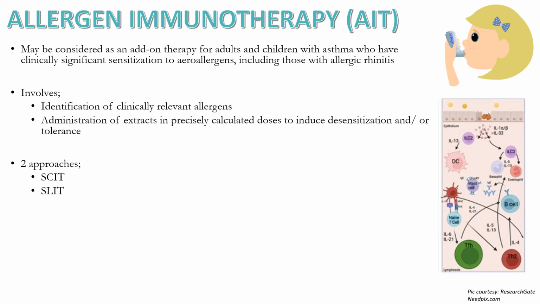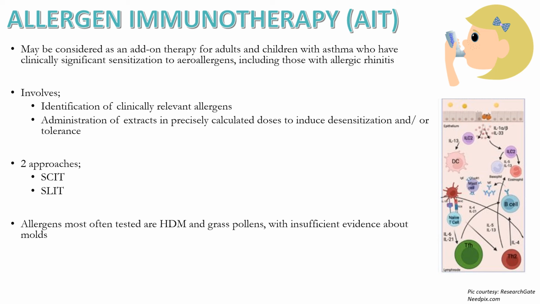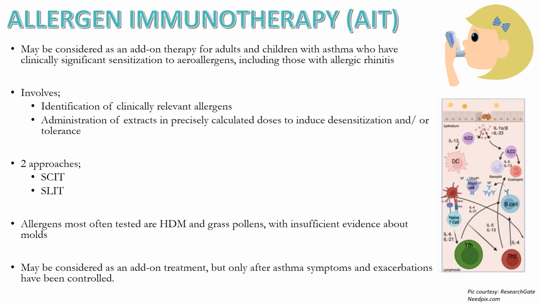There are two approaches: subcutaneous allergen immunotherapy and sublingual allergen immunotherapy. Both are available in India at different places, and different approaches are being used. Allergens most often tested are house dust mite and grass pollens, with insufficient evidence about molds. AIT may be considered as an add-on treatment, but only after asthma symptoms and exacerbations have been controlled. So this is not a primary modality of treatment. This is for long-term control.